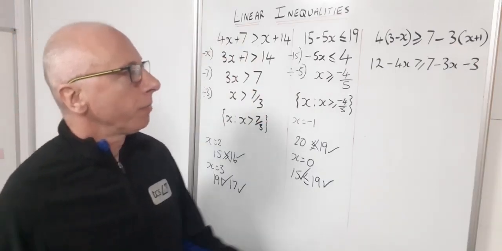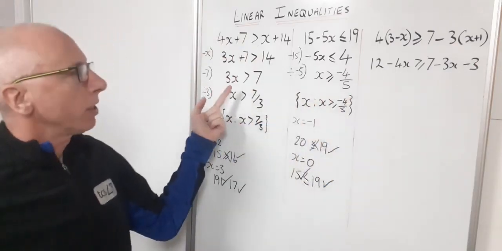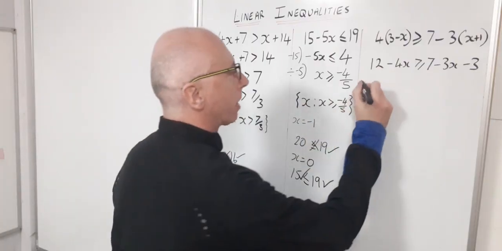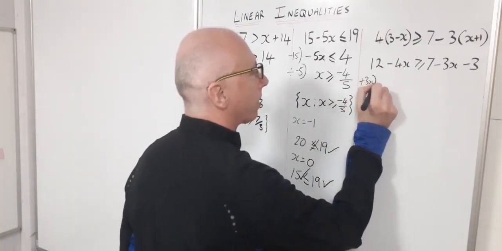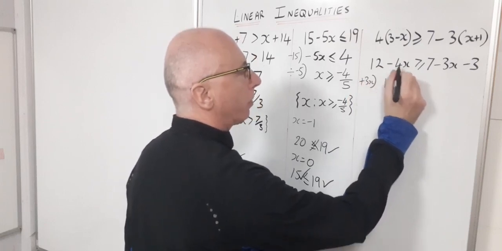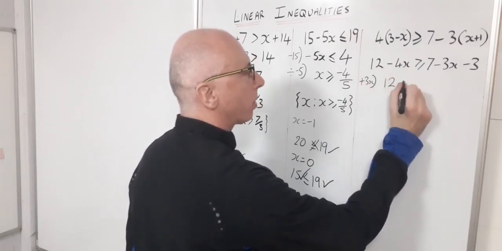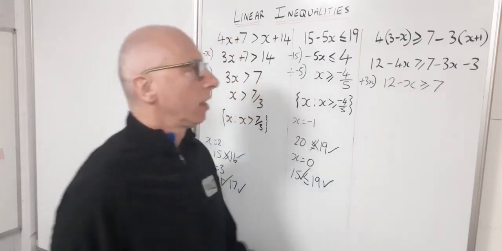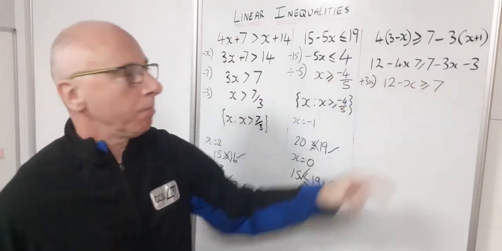Now what am I going to do? Well, as I did in here, I need to bring this one over this side, this 3x. So add 3x. So now I've got 12 minus 4x plus 3x is just x, so minus x. And then I've got 7. 3x has gone over this side and minus 3.